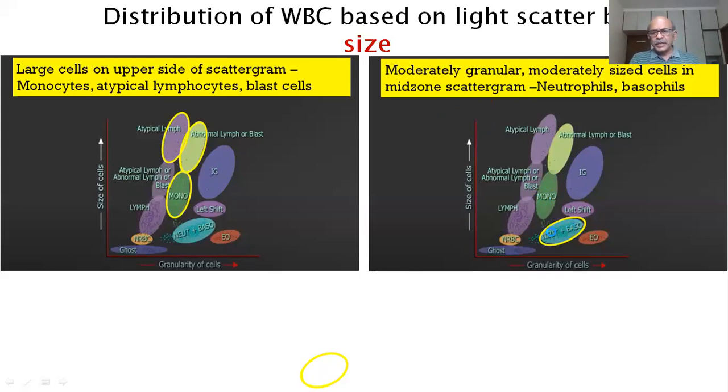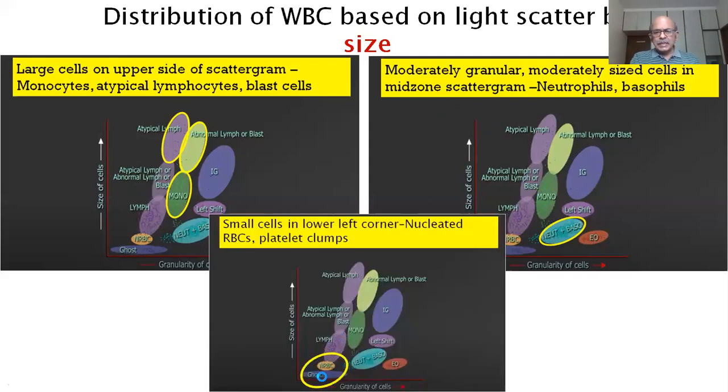The smallest cells are at the left lower end, and they are non-granular also. Think of nucleated RBCs and clumps of platelets. If the platelets have clumped together, the size will be more than 35 femtoliters, and it will be picked up here. So at the left hand side, you will have RBCs, nucleated RBCs and platelet clumps.